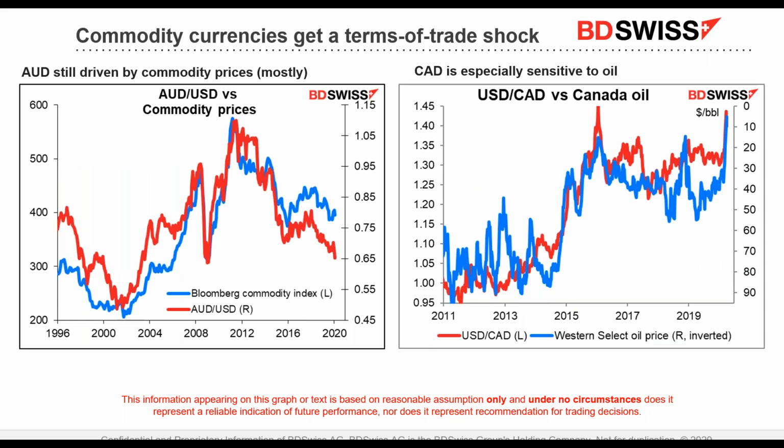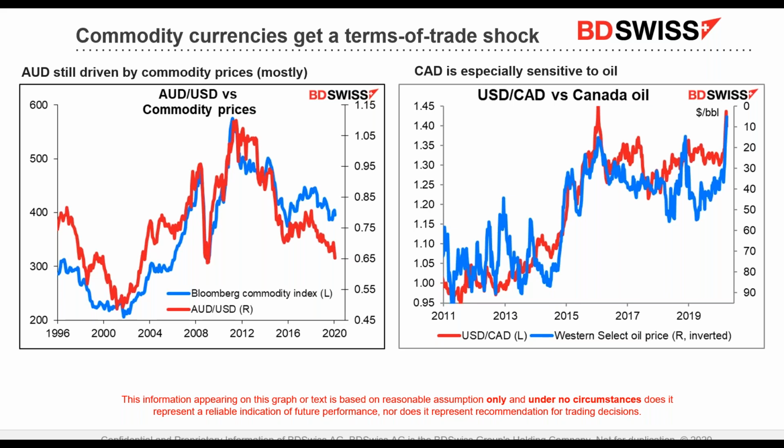How has this been affecting the markets, the other currencies? What we've seen is that the commodity currencies have had a very big terms of trade shock. Terms of trade is the price of what you sell compared to the price of what you buy, the terms of your international trade. For Australia, you can see on the graph on the left how well the Aussie dollar rate, the red line here, tracks the commodity prices. The blue line is the Bloomberg Commodity Index.